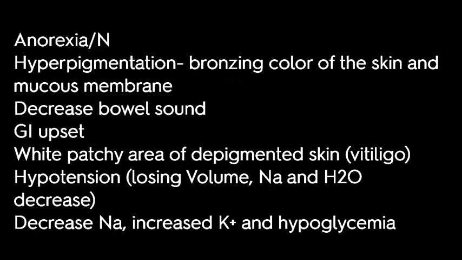Signs and symptoms of Addison's disease: anorexia and hyperpigmentation, bronzing color of the skin and mucous membrane, decreased bowel sounds, GI upset, white patchy areas of depigmented skin, hypotension, decreased Na, increased K+, and hypoglycemia.